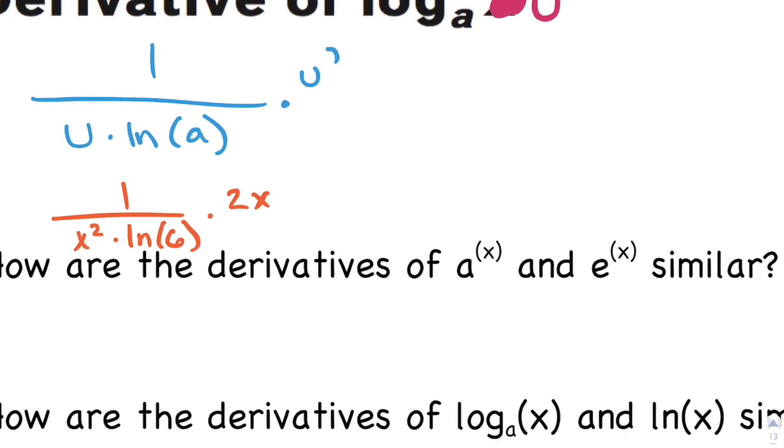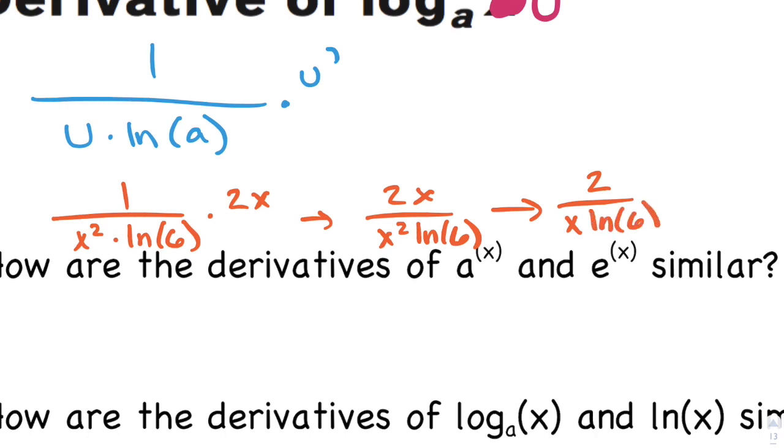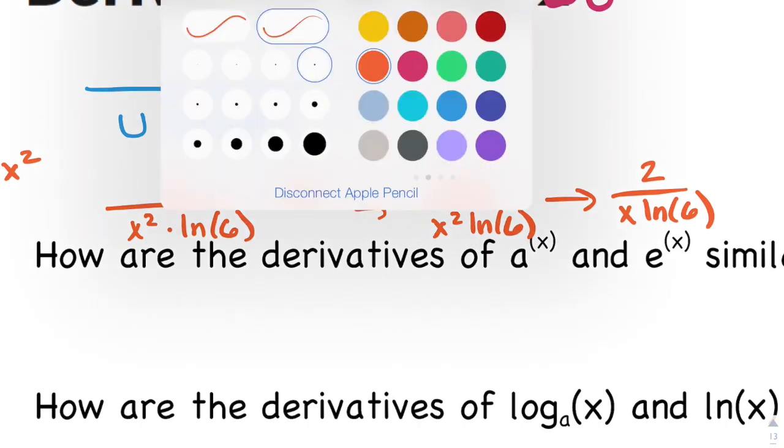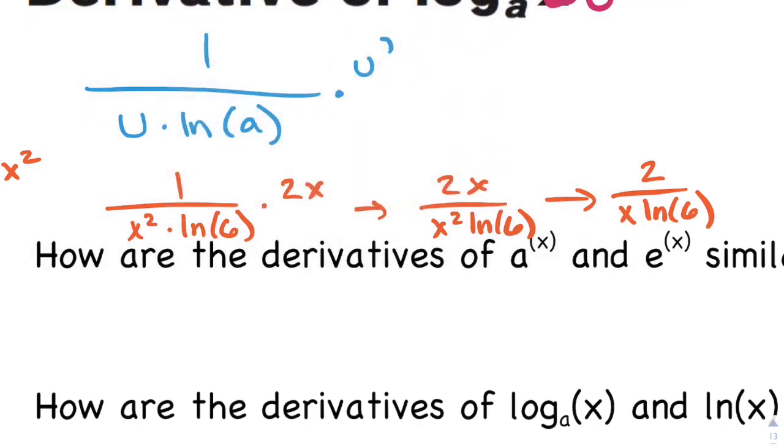So maybe you might simplify this to be 2x over x squared ln of 6. Others of you will simplify it further. You'll get rid of x's in the numerator and the denominator, making it 2 over x ln of 6. So any of those answers are correct. We will put a check, check, check. These are all correct.